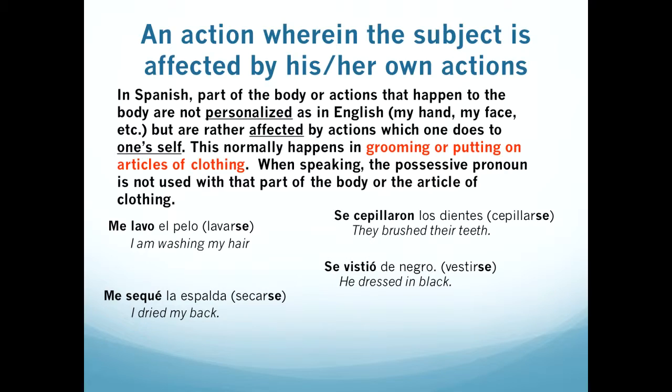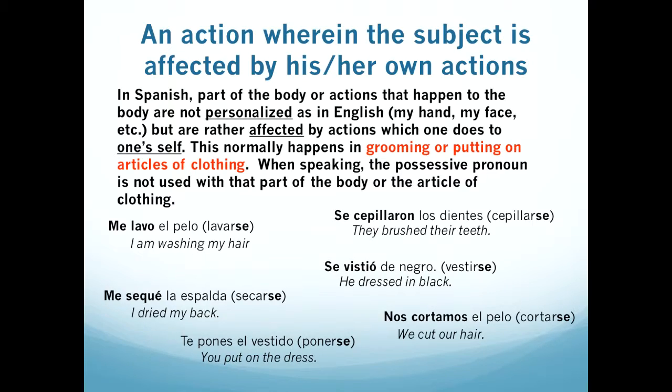Se cepillaron los dientes. They brushed their teeth. The verb cepillar is made reflexive, meaning an action that I'm doing to myself in grooming. Se cepillaron, they brushed their own teeth. Te pones el vestido. Ponerse, to put on. You put on the dress. Nos cortamos el pelo. We cut our hair.